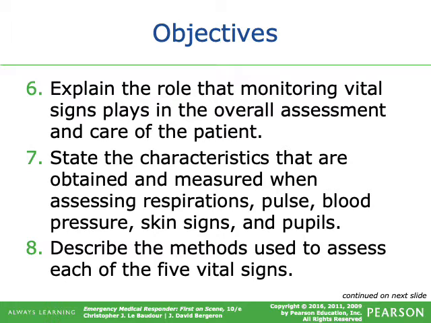Number 6, explain the role that monitoring vital signs plays in the overall assessment and care of the patient. Number 7, state the characteristics that are obtained and measured when assessing respirations, pulse, blood pressure, skin signs, and pupils. Describe the methods used to assess each of the 5 vital signs.